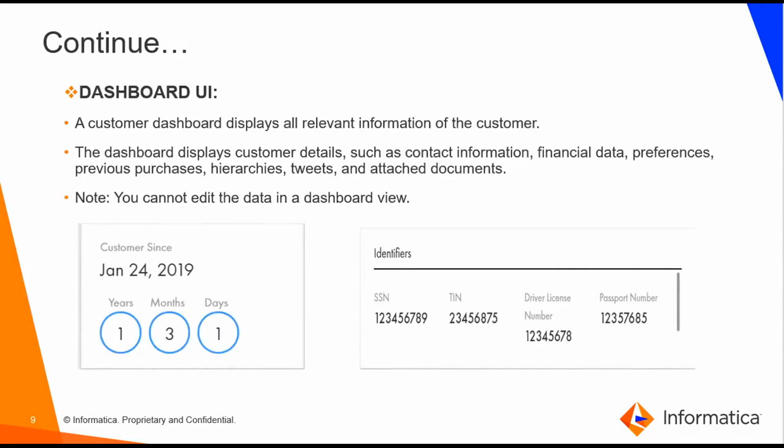Next is the dashboard UI. The customer dashboard displays all relevant information of the customer, such as customer details, his contact information, financial data, etc. But we have to note that we cannot edit the data in the dashboard view. So these are two examples of the customer's dashboard, that is customer since when, and identifiers like his driving license number, passport number, etc.